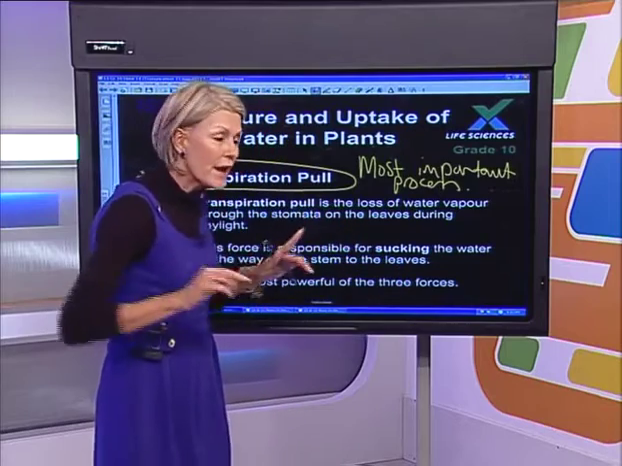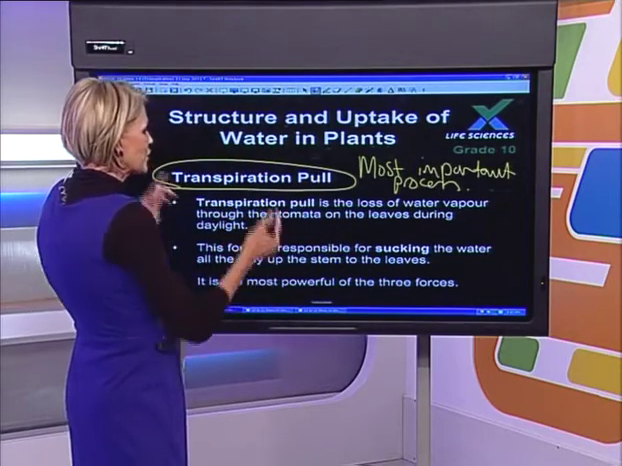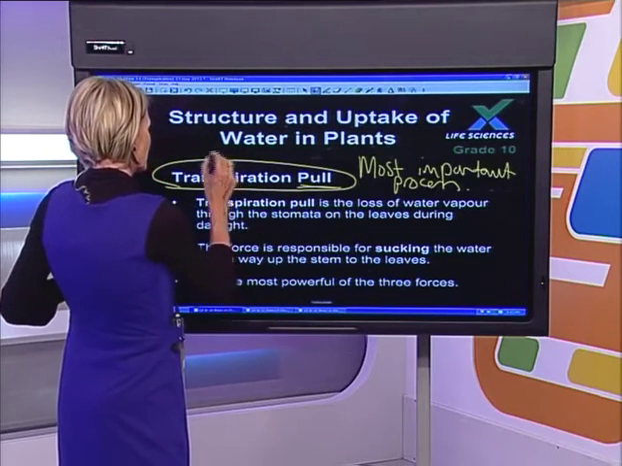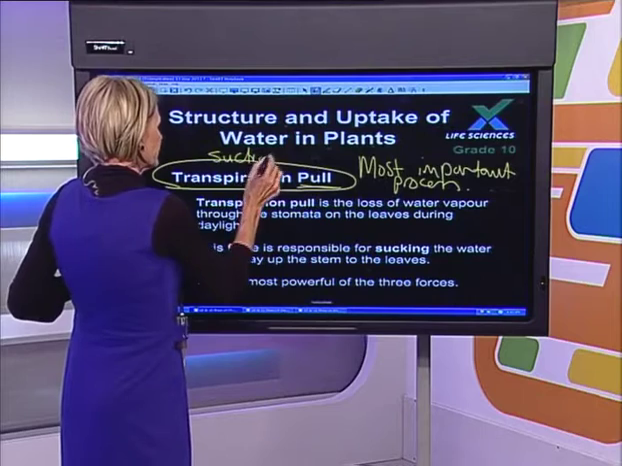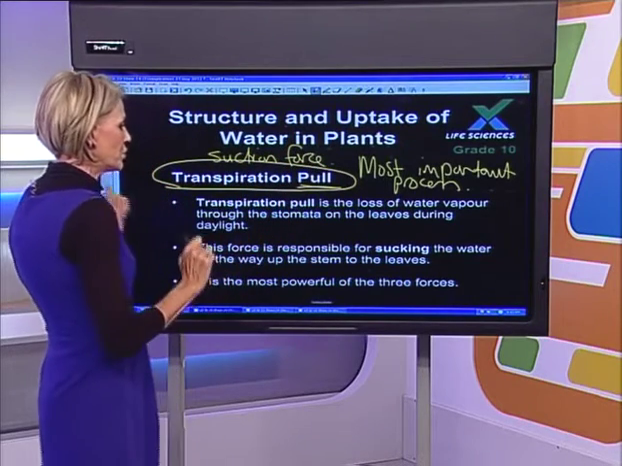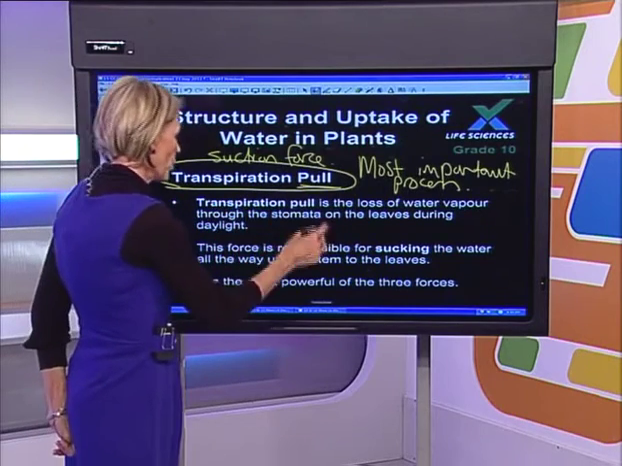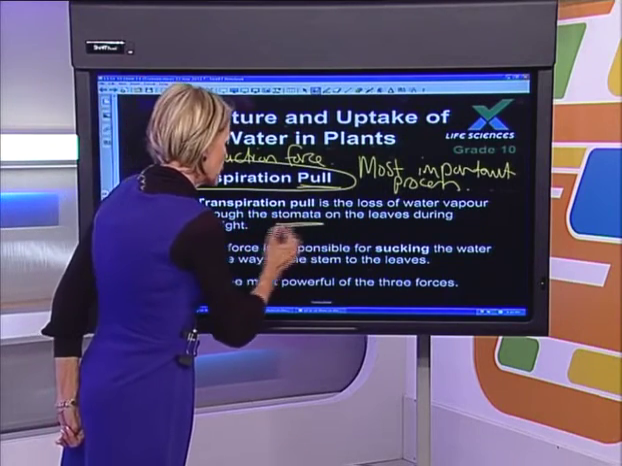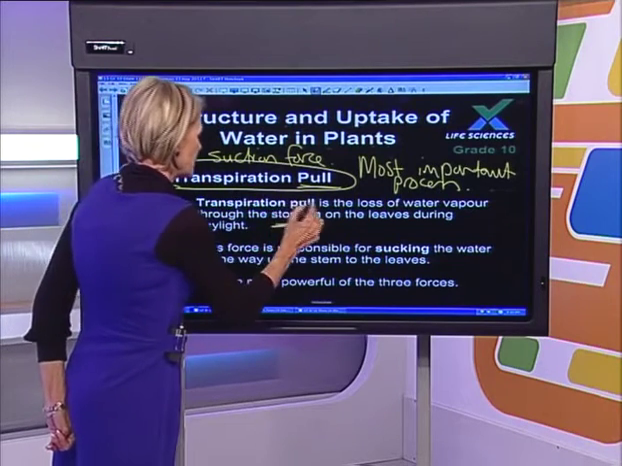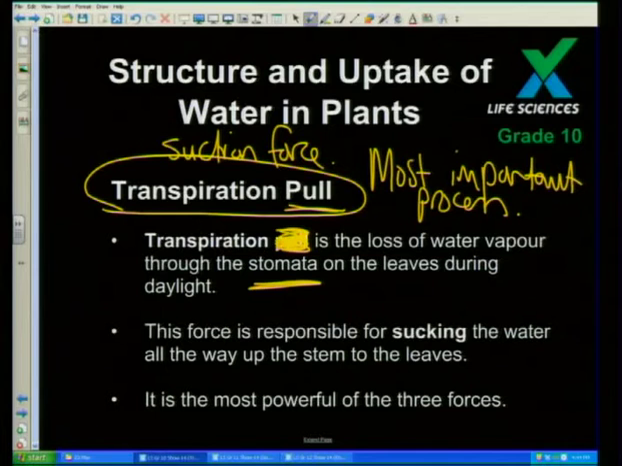So, what are we going to have? We have this process of transpiration pull. Transpiration pull is the suction force that is created by transpiration. So, what is it? It is the loss of water through the stoma on the leaves during daylight. Transpiration is the loss of water out of a leaf.